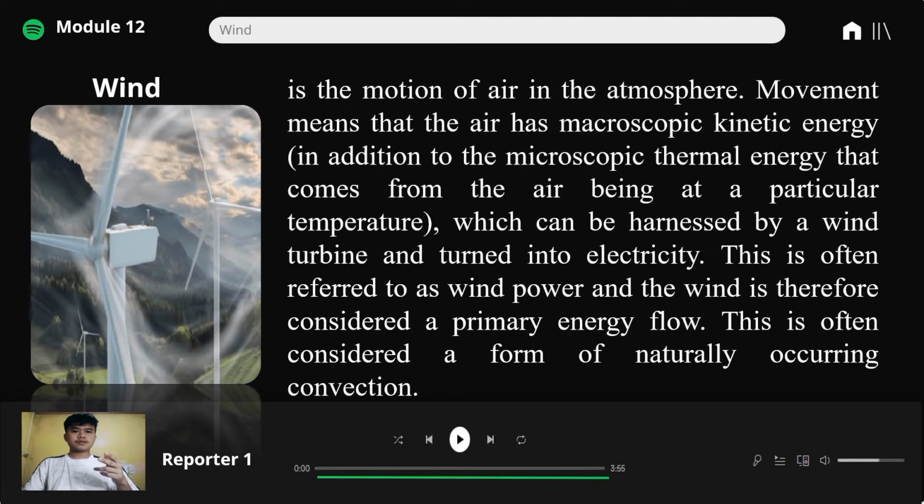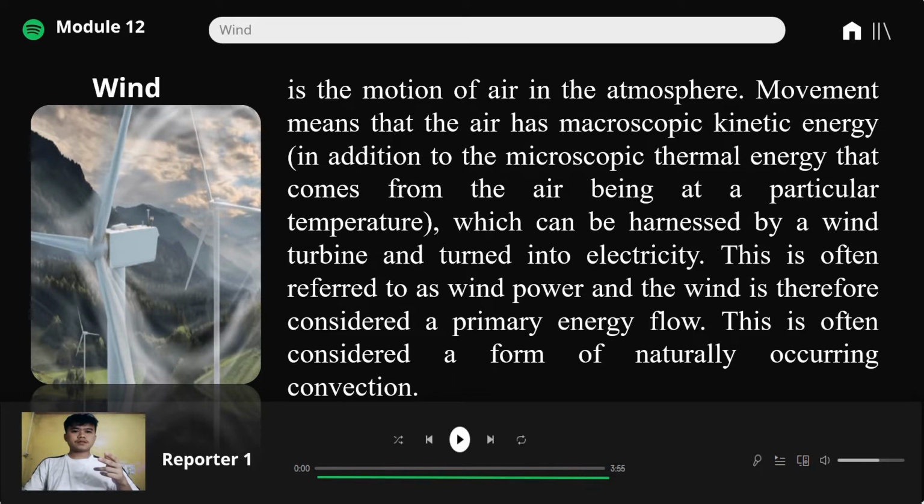Wind is the motion of air in the atmosphere. Movement means that the air has macroscopic kinetic energy, in addition to the microscopic thermal energy that comes from the air being at a particular temperature, which can be harnessed by a wind turbine and turned into electricity. This is often referred to as wind power, and the wind is therefore considered a primary energy flow. This is often considered a form of naturally occurring convection.